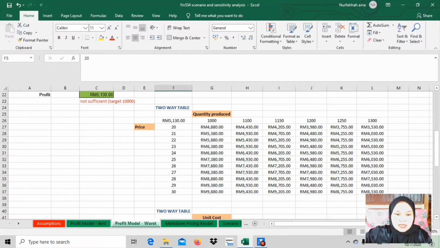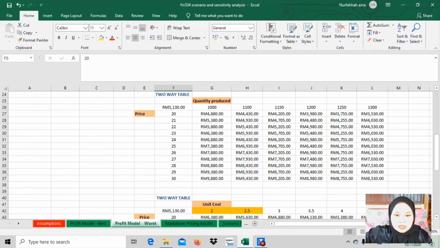First, I test the price and the quantity produced. The price that I test is from RM 20 ringgit up to RM 30 ringgit, and the quantity produced I test from 1000 units up to 1300 units. Unfortunately, none of the data has the amount as I target.